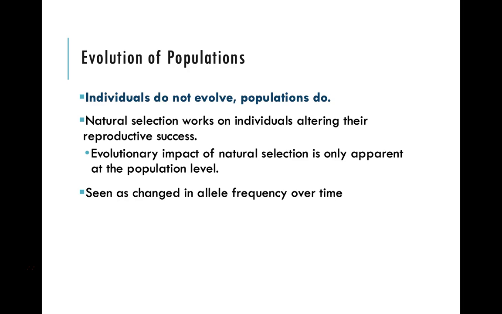Natural selection works by altering reproductive success. And so what that means is that you might observe that an individual dies, or you might observe that they only pass on, or they only have one offspring, whereas someone else has four. But you can't see the effects until you look at the population level, until you look at what that individual dying or leaving only one offspring is actually doing to the population as a whole.